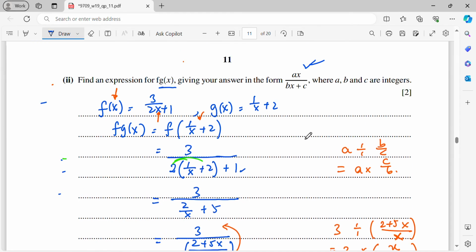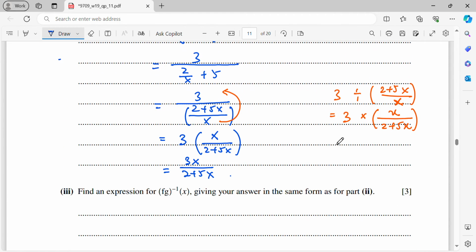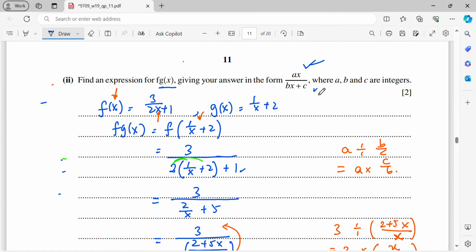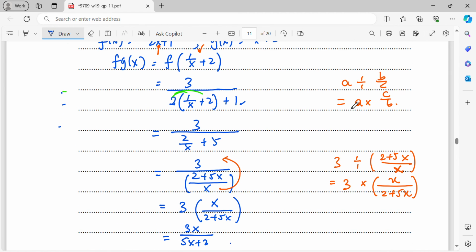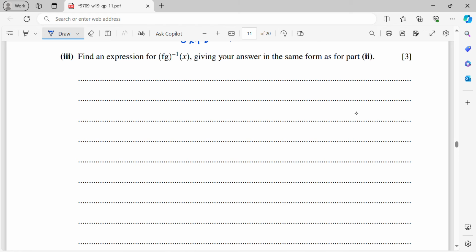This is your solution. Okay, but if you need to get this form, bx plus c, I have to rearrange the denominator. That becomes 5x plus 2. Okay, part 3. Find the expression for the inverse of the composite function, giving your answer in the same form as in part 2.